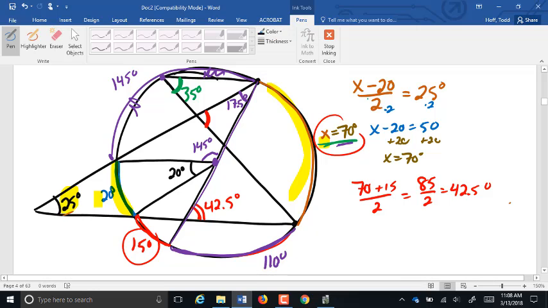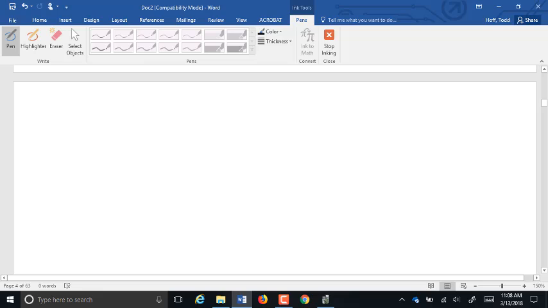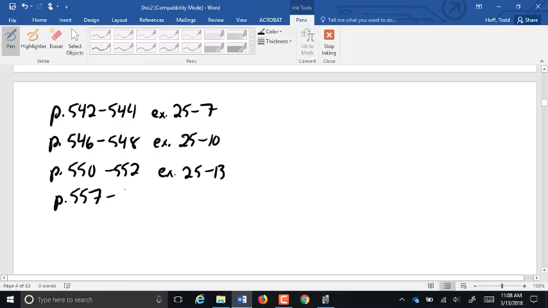Okay, I'm going to turn you guys loose on some homework here. It's going to be like 4 more pages. So on the big book yet, page 542 through 544, exercise 25-7, page 546 to 548, exercise 25-10, page 550 to 552, exercise 25-13, and page 557 to 560, exercise 25-17.